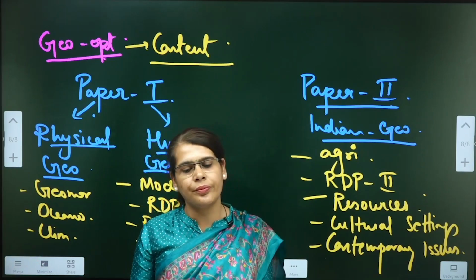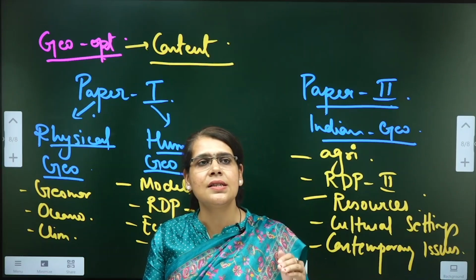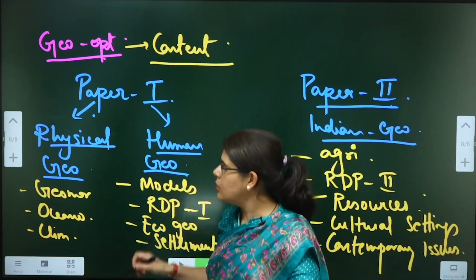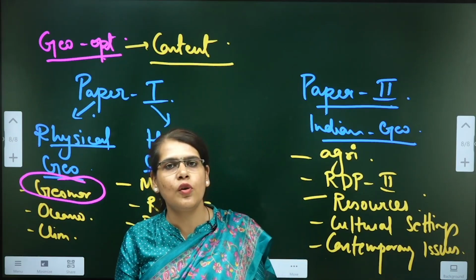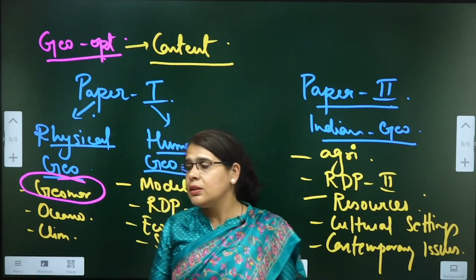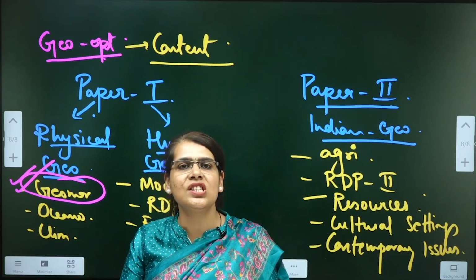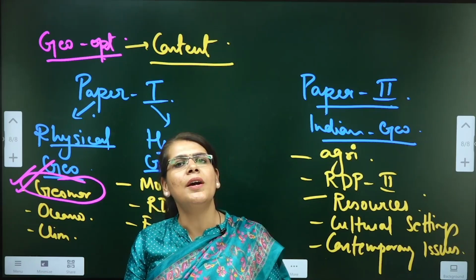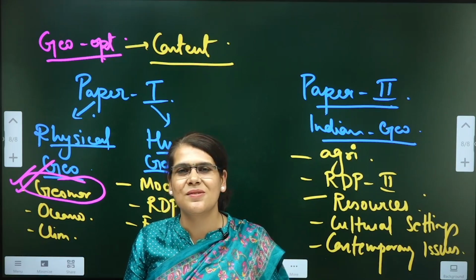Now, bachcho, the first error that we tend to do is that there is a skewed study of certain units. So, for example, a disproportionate focus only around geomorphology, around oceanography or climatology. So, hence, this impacts the preparation of the student in such a manner that you are focused only around some particular units, whereas you are not focusing on the other units.